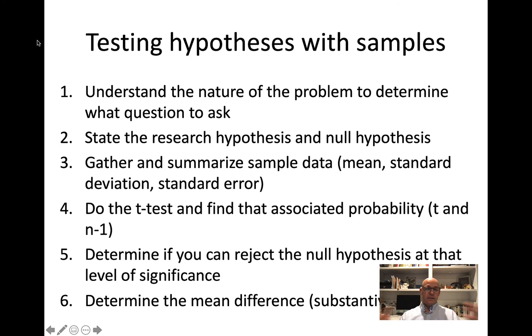Okay, cool. Now, what we would do is we'd gather data. We'd go out and we'd look at the people who've been in the program. We'd gather the sample mean, we'd calculate the standard deviation, the standard error. The standard error is the standard deviation over the square root of n. So in other words, we grab this data and then we do a t-test. Does this sample compare to this sample? And what's the probability that the samples are the same?